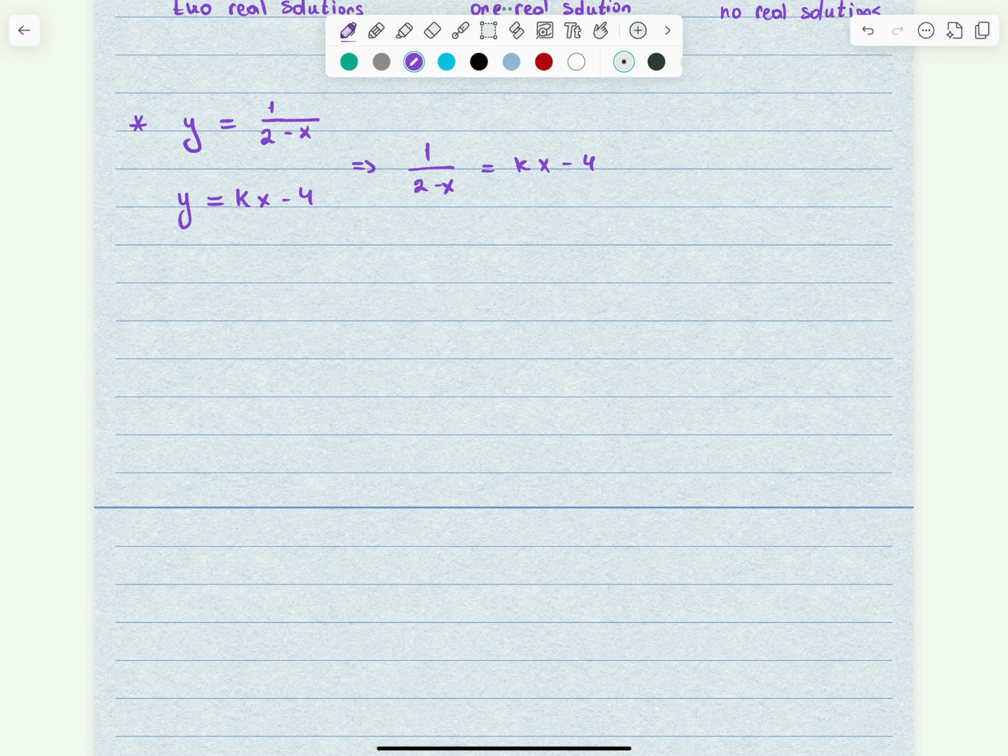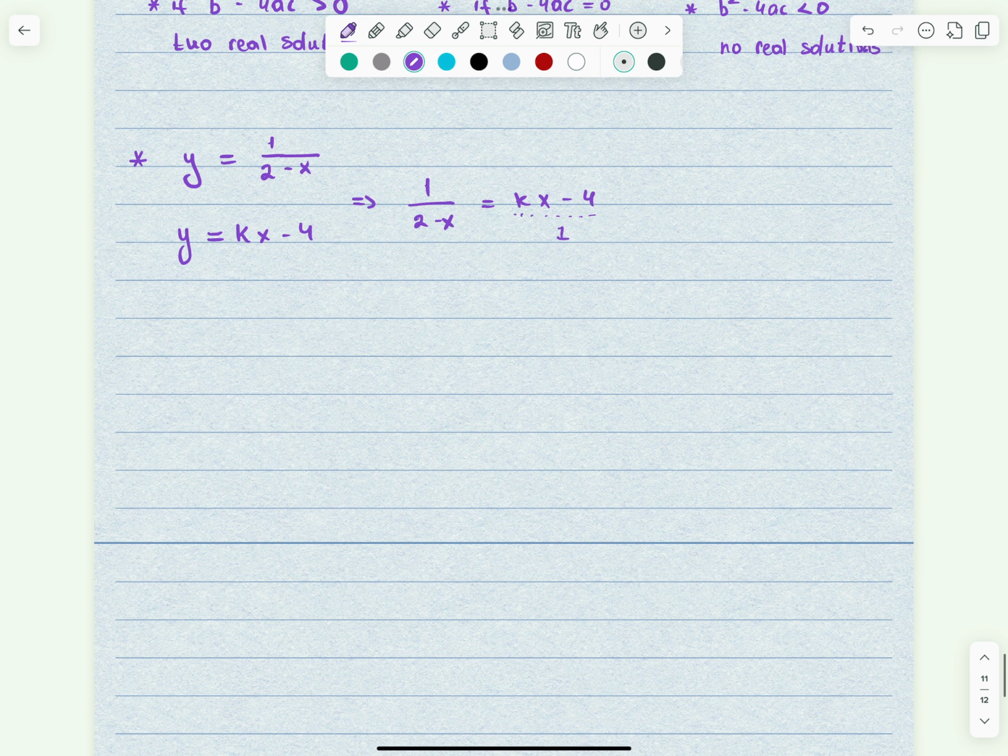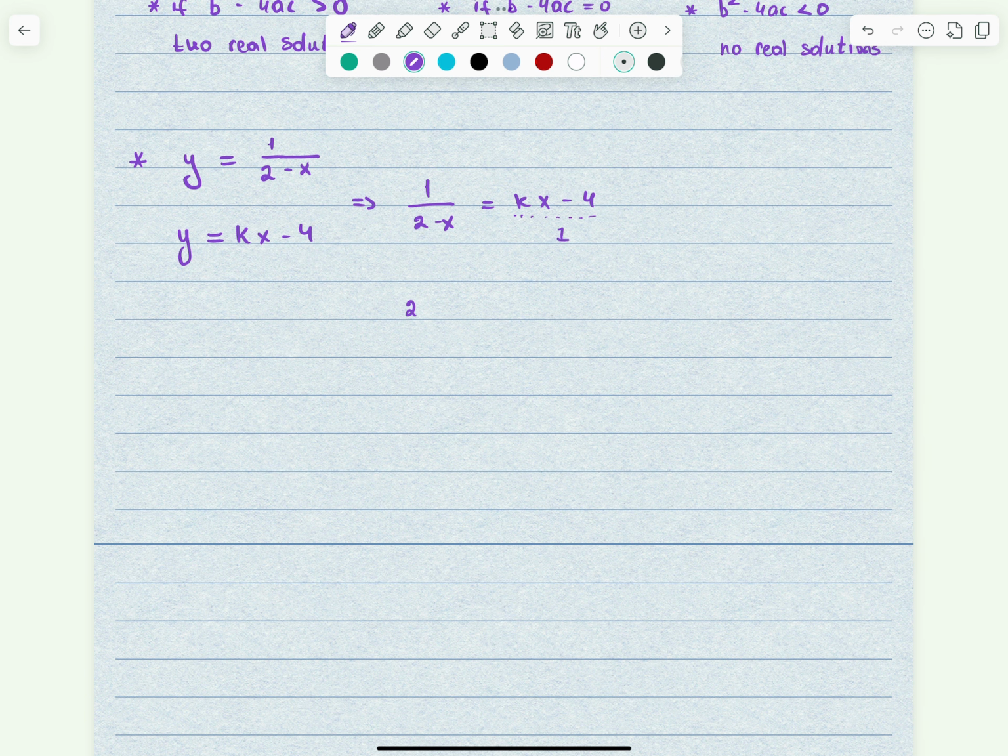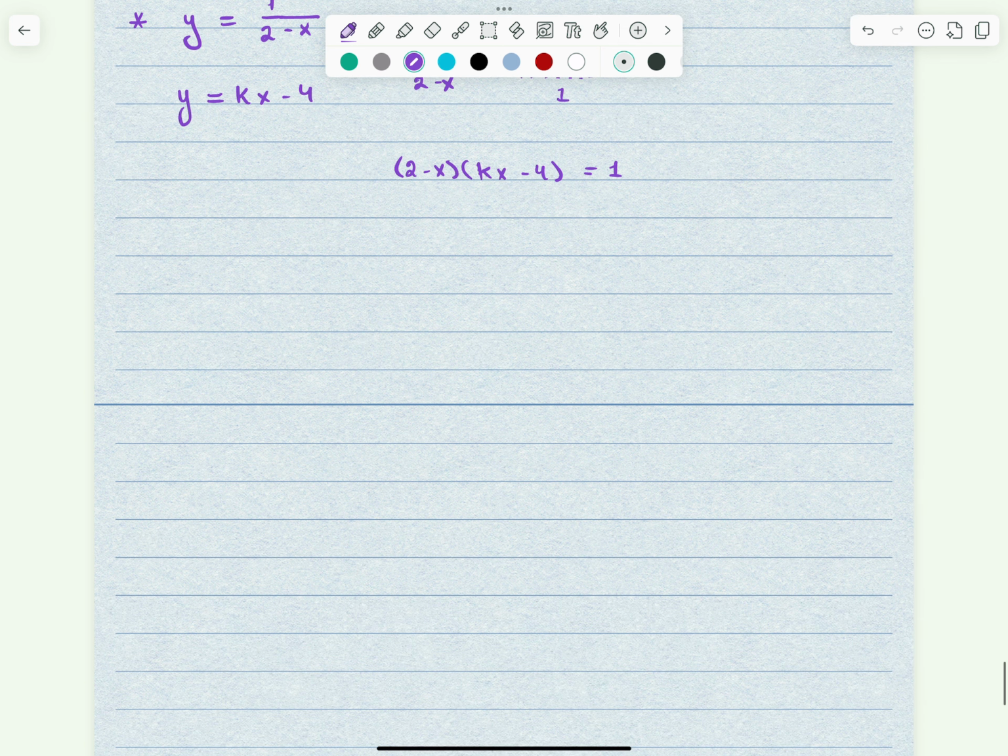So what we do is we're going to cross multiply this. In the cross multiplication, you might imagine there's a 1 over here, and then you are going to be multiplying 2 minus x by kx minus 4. That's going to be equal to 1. Expand it carefully as 2kx minus 8 minus kx squared plus 4x equals 1.